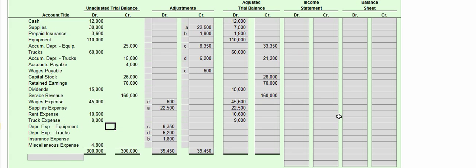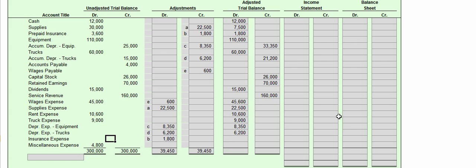Depreciation expense equipment, no beginning balance, debit adjustment for $83.50. Comes over as a debit of $83.50. Depreciation expense on trucks. Sorry, I kind of screwed that one up. That was depreciation expense trucks, had no beginning balance. A debit adjustment for $6,200 makes our new debit balance $6,200.